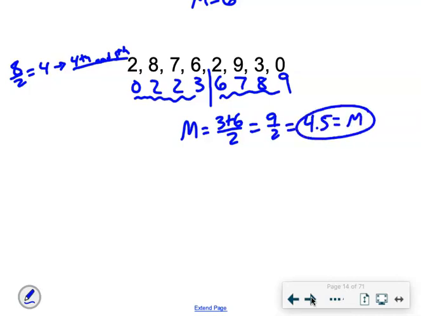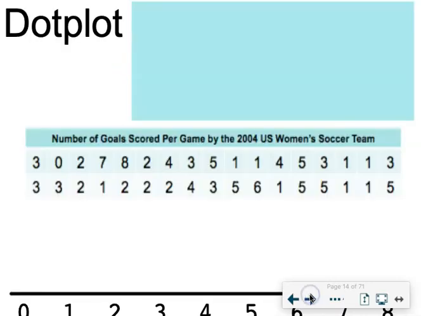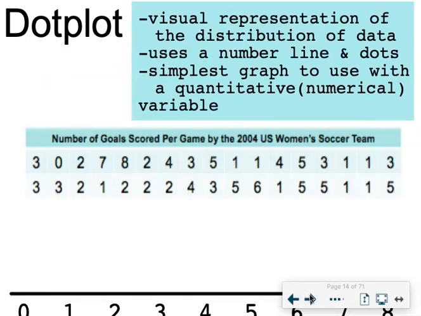Since we already did this in chapter 5b, that's review. All right, dot plots. You can pause the video to write this down if you need more time. A dot plot is a visual representation of the distribution of data, just like bar graphs and pie charts from yesterday. We use a number line and we use some dots. It is the simplest graph to use with a quantitative variable.